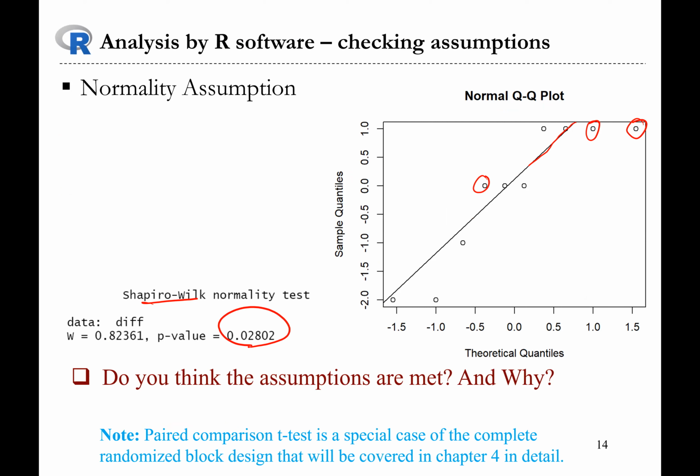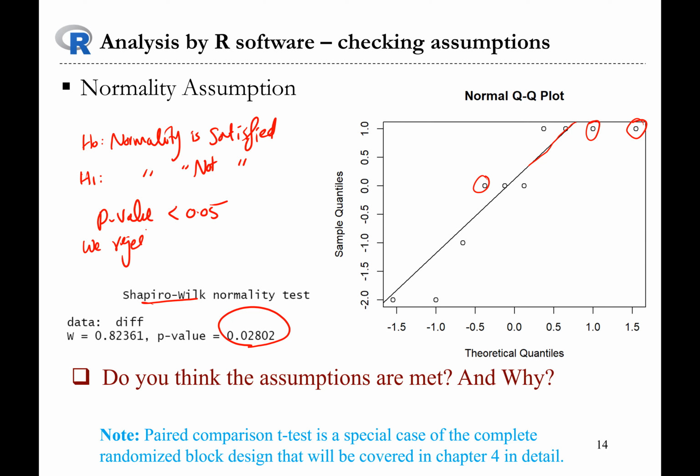So now let's write down H0 again for the Shapiro test. H0: normality is satisfied. H1: normality is not satisfied. My p-value is small, smaller than 5%. Even if I use 10%, it's smaller than 10%. So we reject H0. It means normality is not satisfied. So what should I do?